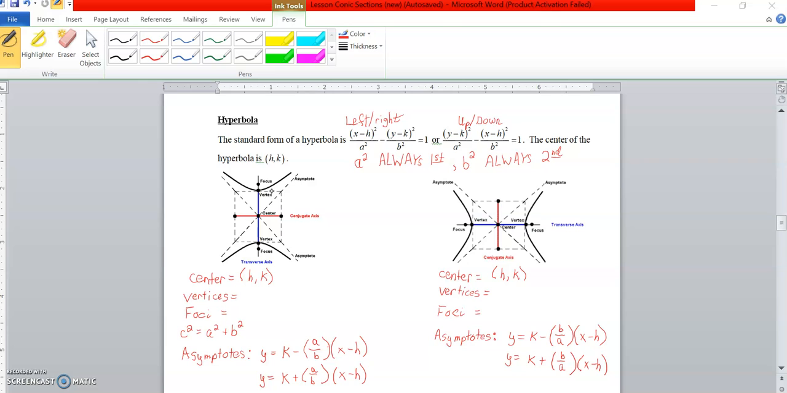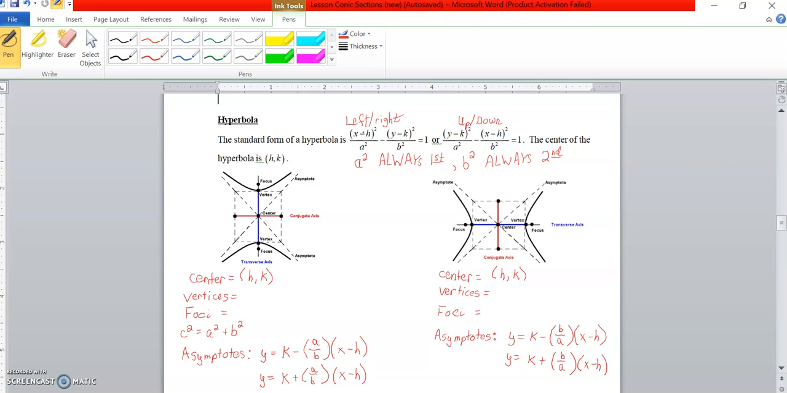So what I'm going to do is go through and identify some of those main characteristics like we've done before. I've just set them up a little bit ahead of time. As is standard for, I think, every other one of our conics, the center is at h comma k. So we can identify that from that standard form.